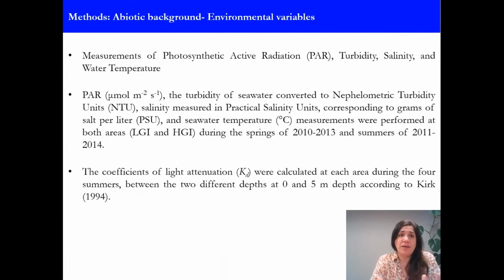Additionally, we did measurements of the environmental variables in the water column. We measured the light, the turbidity, the salinity, and the water temperature. And we also calculated the KD, the light attenuation. A higher KD means more attenuation due to more turbidity, and a lower KD means the opposite.